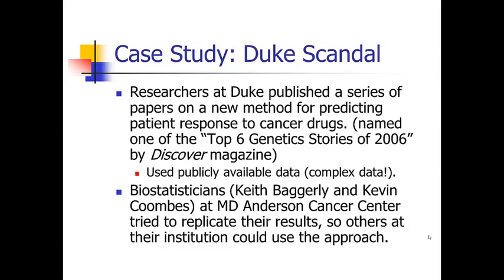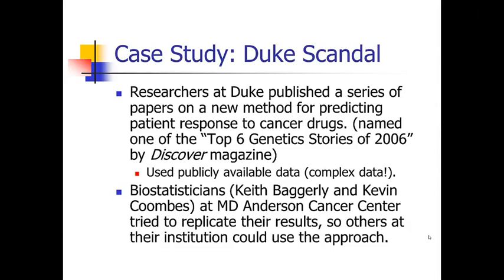So there was a sort of a scandal over some cancer research at Duke that's been in the news of late. And I'll give you a little bit of history on this. This involved some major errors in the data, in some complex data, and it made it to the published literature. And it happened to be that some statisticians tried to actually reproduce the method because it was so potentially impactful. So basically, some researchers at Duke published a series of papers starting in 2006 that introduced a new method for predicting patient response to cancer drugs, and it used publicly available data.